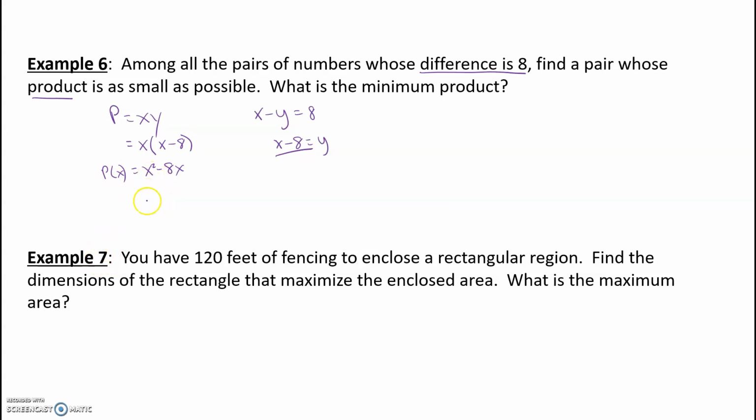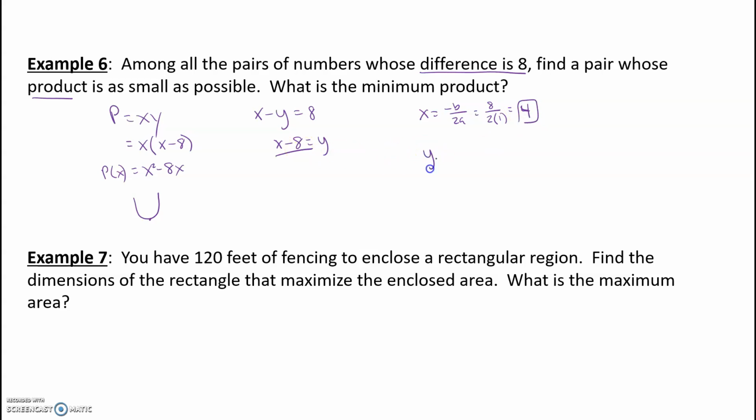Now this function's opening up, so when they're asking you for the minimum, they're asking you for what's as low as the product can get. So we want that vertex, right? x equals opposite of b over 2a. So opposite of b is positive 8 over 2 times a, which is 2. 8 divided by 4. 8 divided by 2 is 4. So there's one of our numbers.